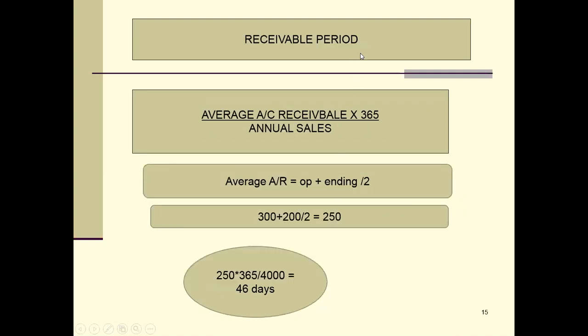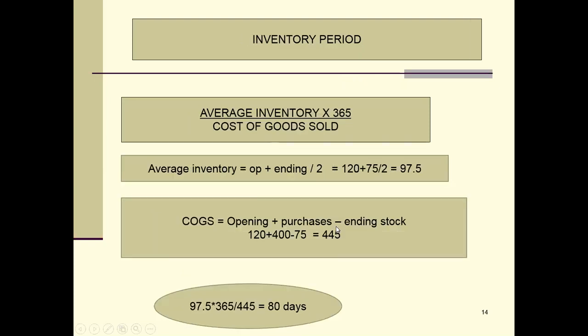For receivable period, the formula is again a repetition of the previous one. Average receivable multiplied by 365 divided by annual sales. Average receivable, you will take opening plus ending receivable divided by 2. This is the data. You can again check.